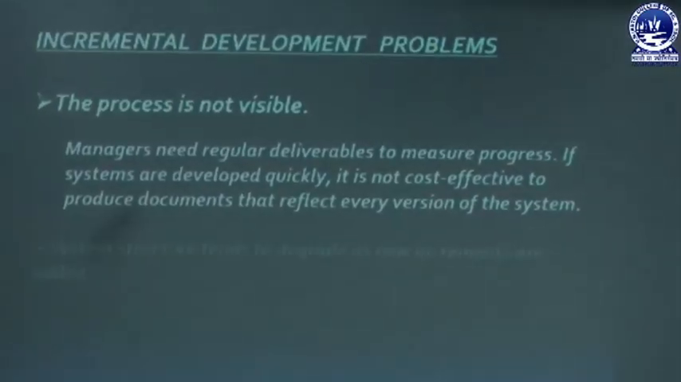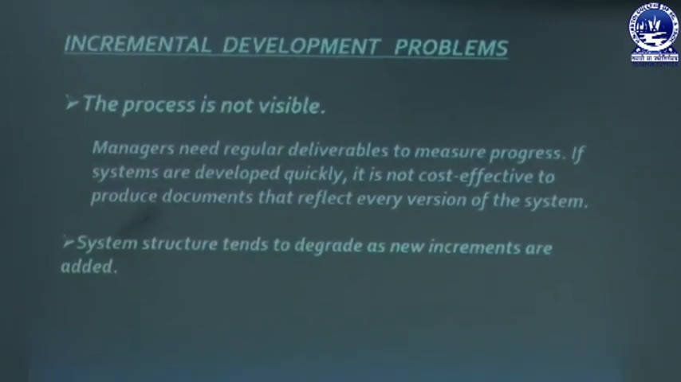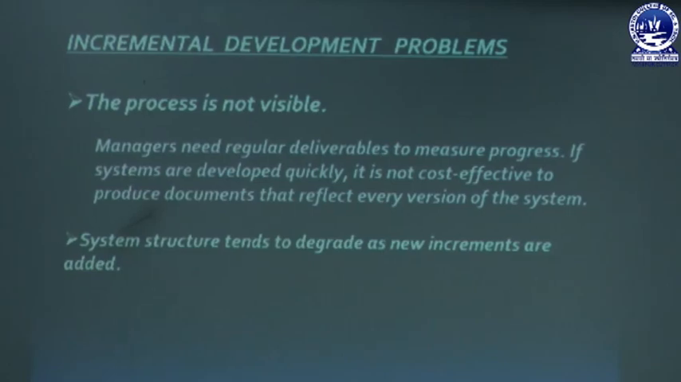For the second subsystem, we also have to carry out the specification, the development and the validation. So, the process activities are not visible here, because we are developing our software in an incremental way. So, this is the first disadvantage of incremental software development. The next problem is system structure tends to degrade as new increments are added.